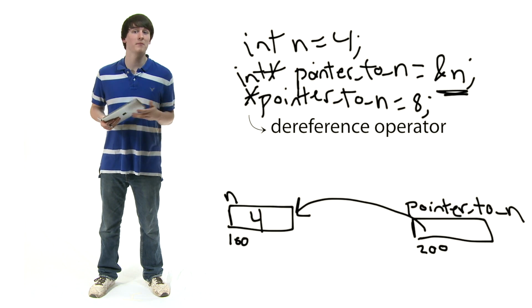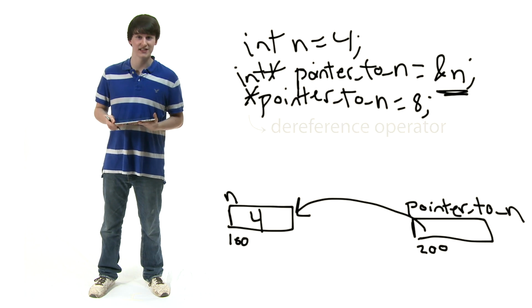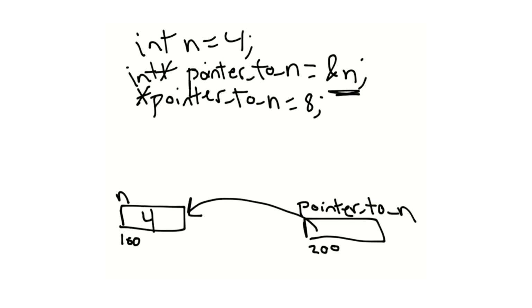In our diagram, what star pointer to n equals 8 means is go to the box containing pointer to n, follow the arrow, and then assign to the box at the end of the arrow the value 8. This means that after this line, if we try to use n, it will have the value 8.